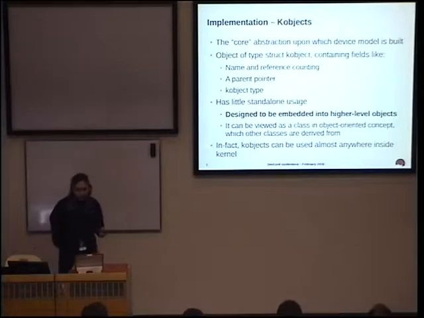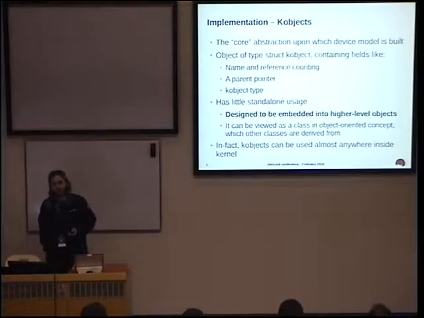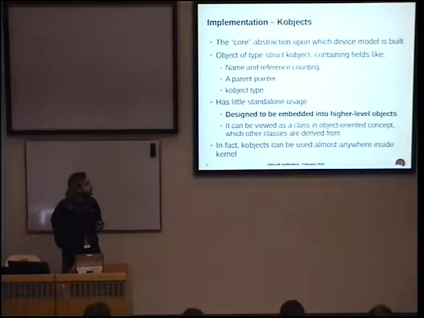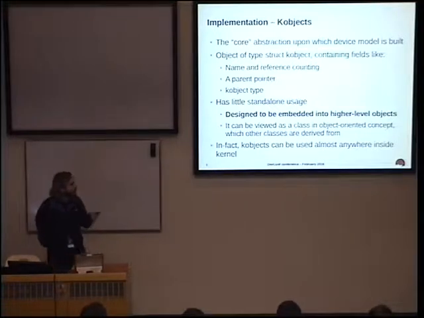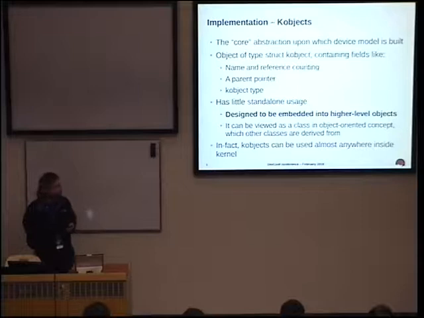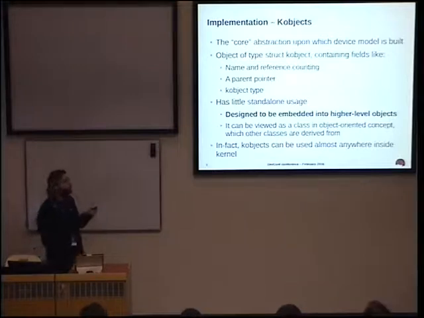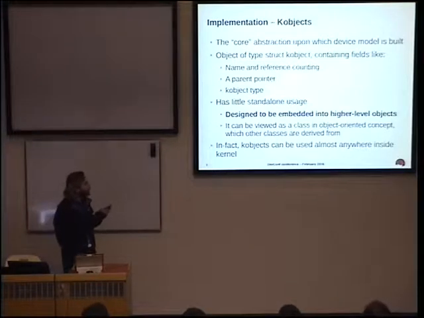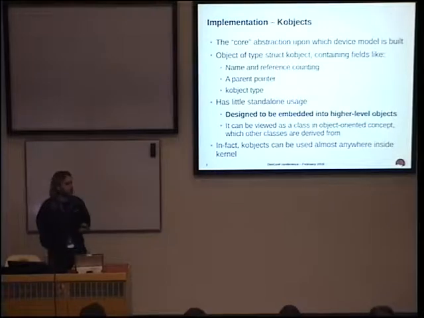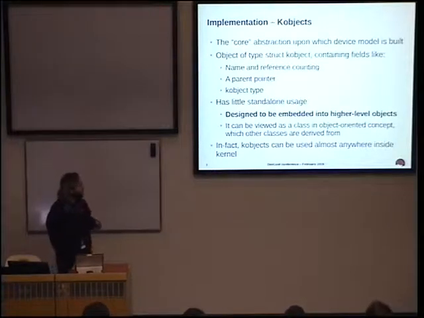So the core abstraction of the device model is the kernel object. It's basically a struct of the type KObject, and it provides a few fields inside the struct itself that help us a lot inside the kernel. It provides a name and reference counting. The name of this KObject will, in the future, be translated into a directory inside the sysfs file system. We are going to talk about sysfs in depth later.